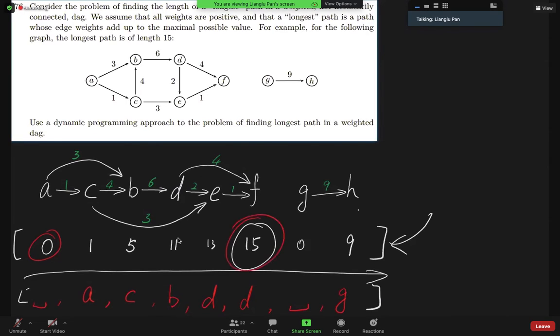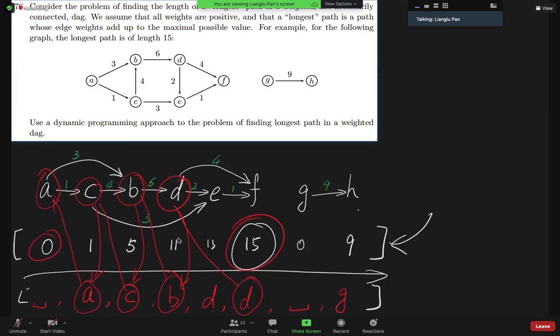Now, if we know that 15 is the longest length we can get for this graph, then we can also find out what is F's previous node, and we can find it's D. Then what is D's previous node? We will find B. And what's B's previous node? We'll find C. And then what's C's previous node? We'll find A. Is there a previous node of A? No. So we find that A is a starting point.